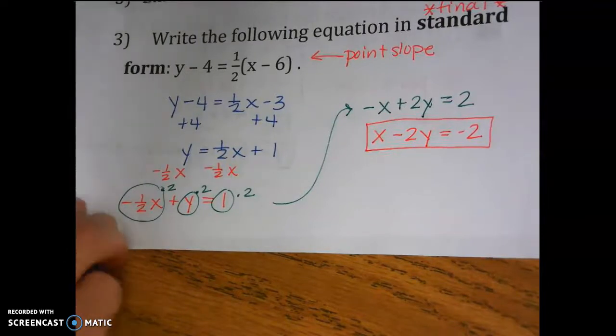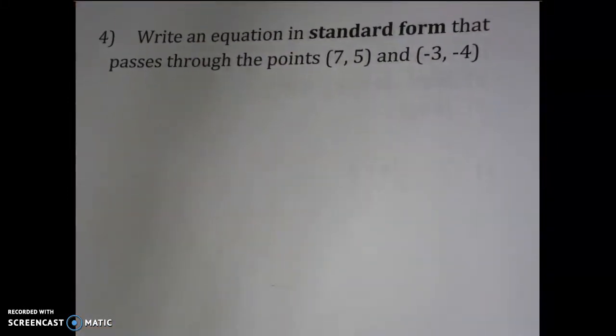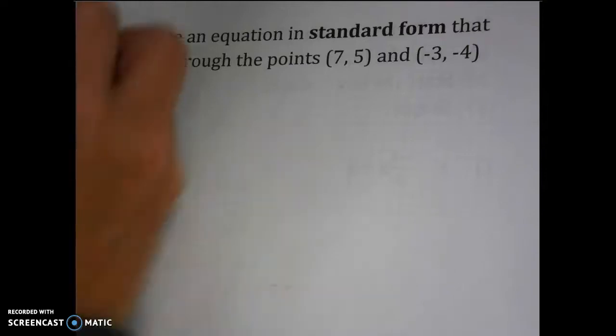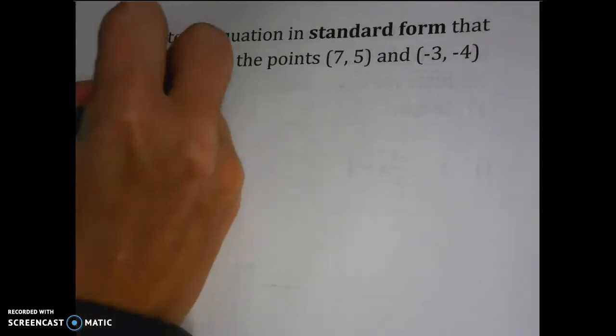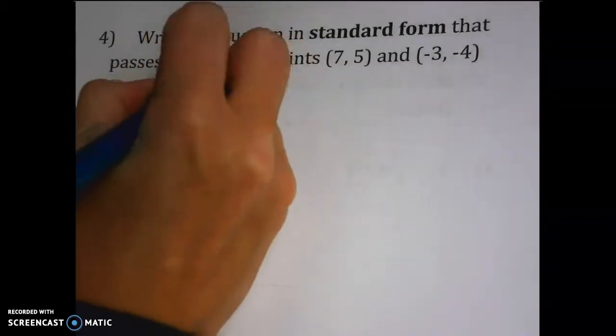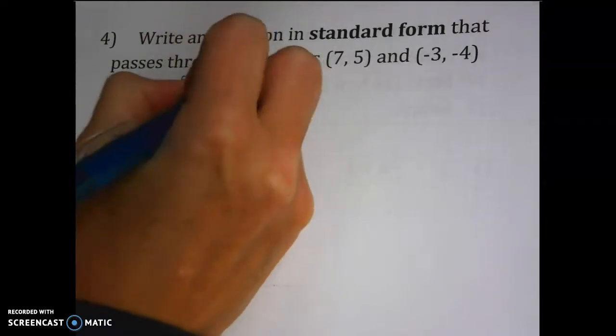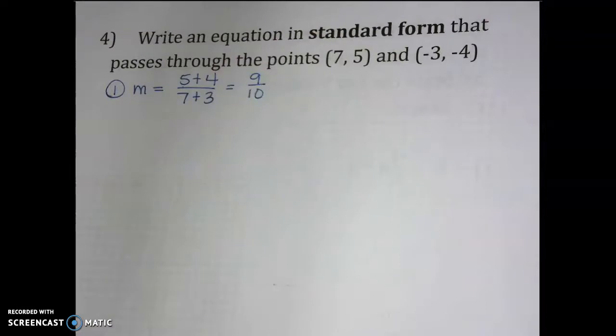All right, so now I want you to try this next one. Again, hit pause so you can write it down. This one you're going to go through all the steps. So starting by finding slope, point slope, slope intercept, get them on the same side, eliminate fractions. Hit pause and give it a try, then come back. All right, step 1 is finding slope. So we do 5 plus 4, since it was minus a negative, and 5 plus 3, minus a negative. Slope is 9 over 10.